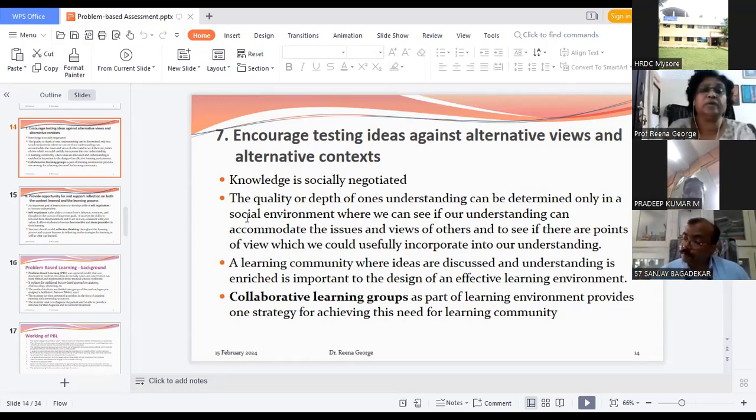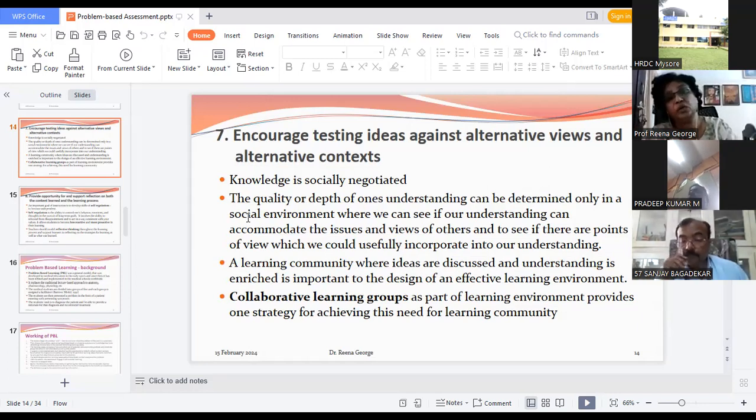Okay. So encourage testing ideas against alternative views and alternative contexts. The quality and depth of one's understanding can be determined only in a social environment where we can see if our understandings can accommodate the issues and views of others, and to see if there are points of view which we could usefully incorporate into our understanding. Okay. So collaborative learning groups should become part of the learning environment. So that is one instructional strategy of constructivism.